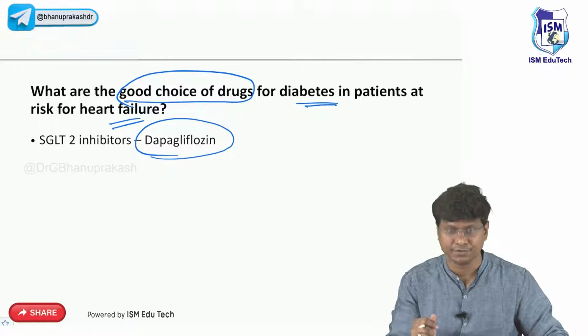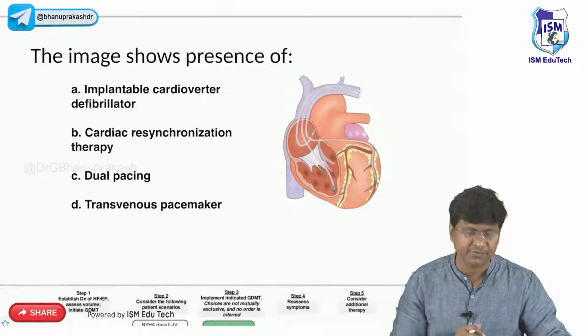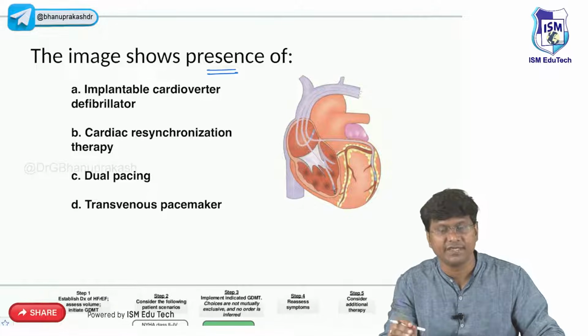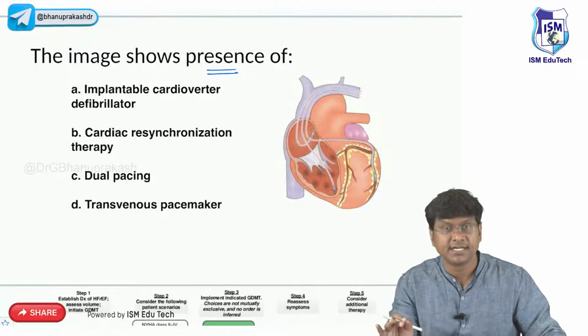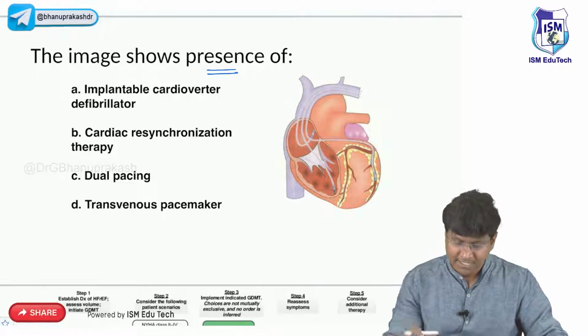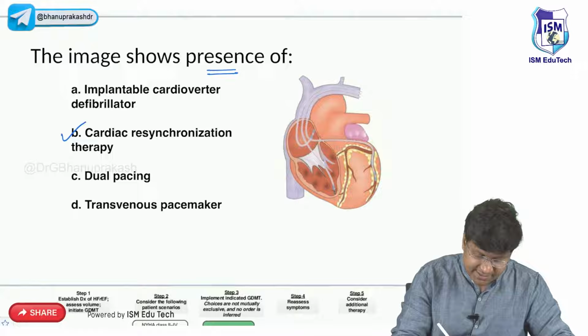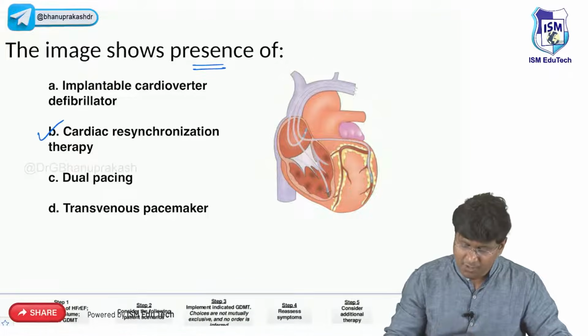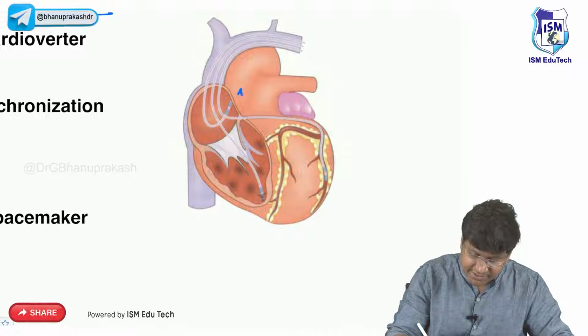Now, one of the important image based questions which was asked as a PYQ, the image shows the presence of implantable cardioverter defibrillator, cardiac resynchronization therapy, dual pacing, transvenous pacemaker. Now, if you observe this carefully, this is a cardiac pacemaker. Sorry, cardiac resynchronization therapy. Why are you considering it as cardiac resynchronization therapy?